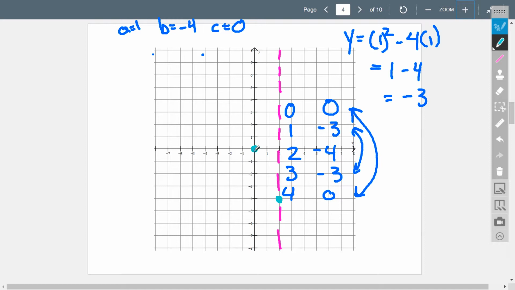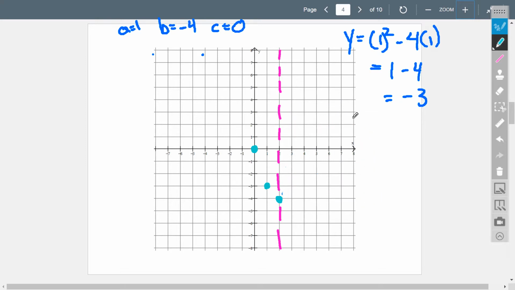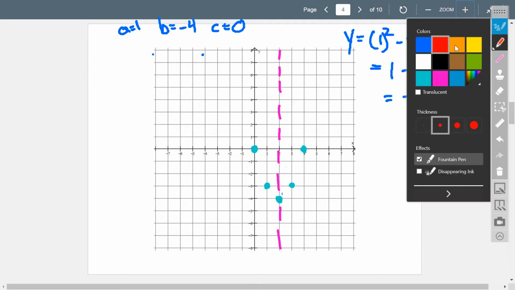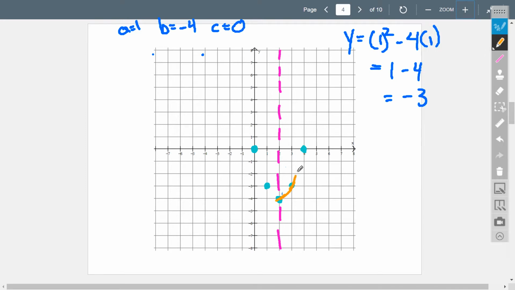I have (0, 0), the y-intercept. I have (1, negative 3), which is right here. I have (3, negative 3) and (4, 0). So (3, negative 3) is right here, and (4, 0) is right here. So now I can see my parabola. My parabola looks like this. And you can see it is symmetrical across the axis of symmetry. That's what that dotted line there is for, to show me that it's symmetrical across the axis of symmetry.